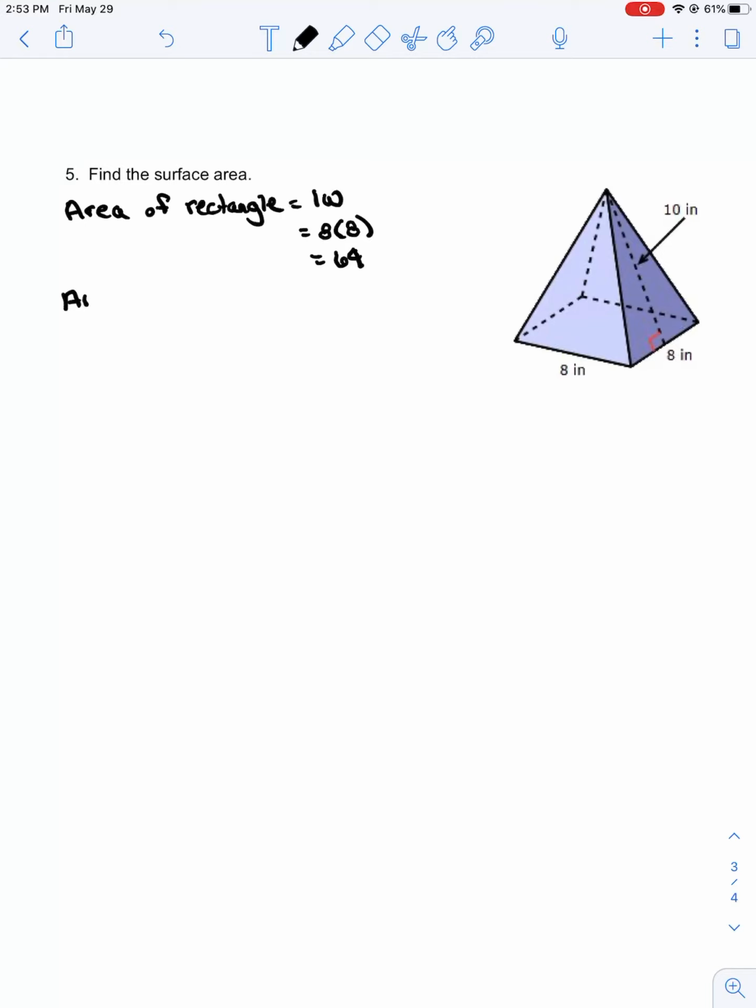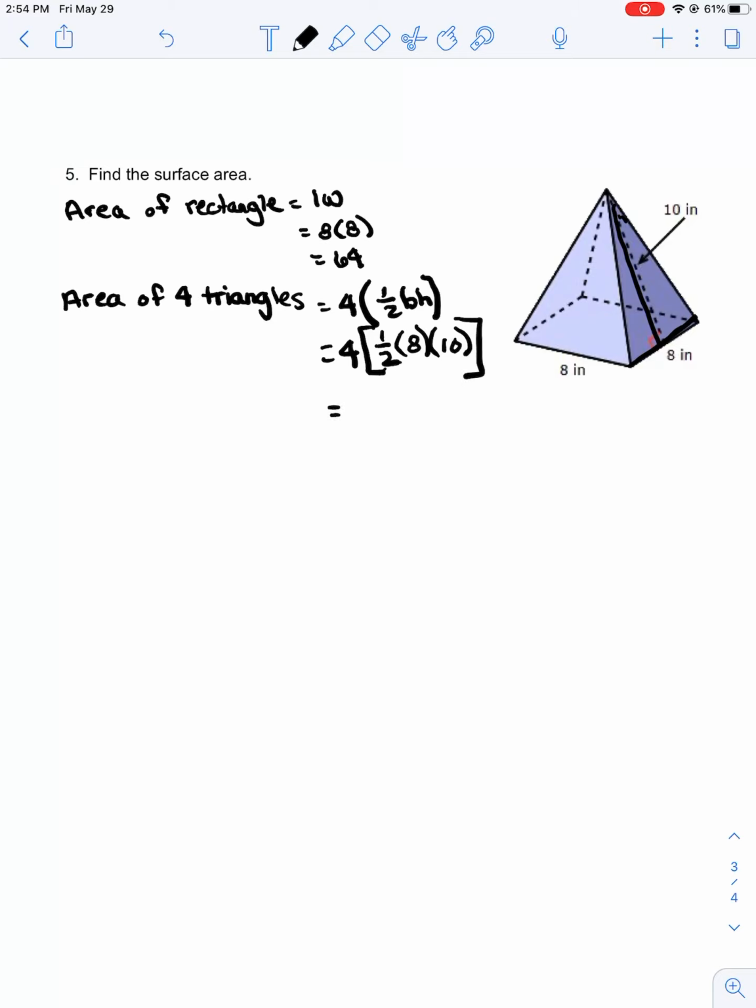Now we have the area of 4 triangles. In this case, it's 4 times 1/2 base times height, because all 4 triangles are exactly the same. So here we have 4 times 1/2. Our base here is 8. Our height here is 10. So we have 4 times 1/2 times 8 times 10, and that is 160.